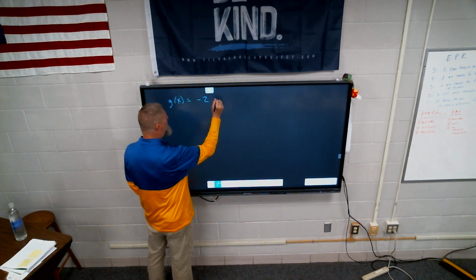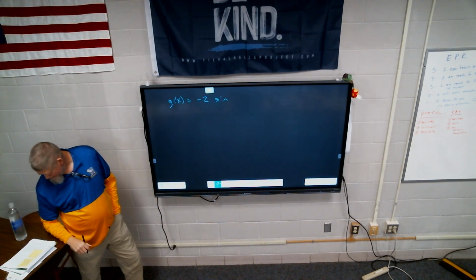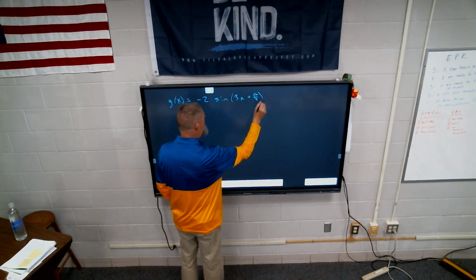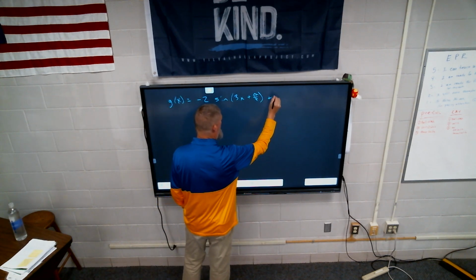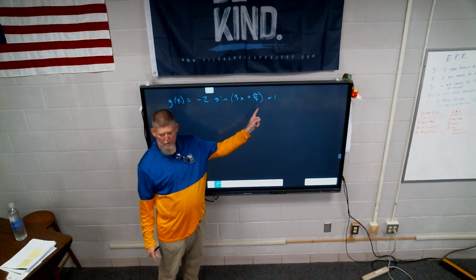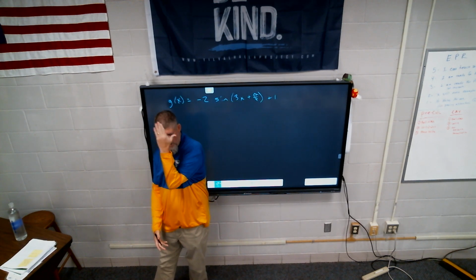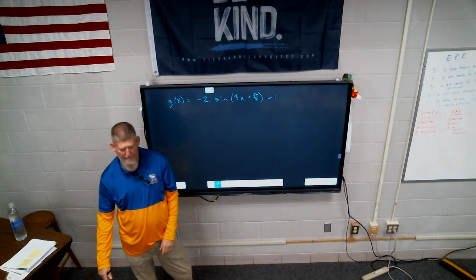So g of x equals negative 2 times the sine of 3x plus pi over 4, plus 1. Now, we haven't talked about it, but because that says plus pi over 4, which way am I going to shift? To the left. To the left. So I'm going to start on the negative side. Now, how far is up to you to figure out. Okay.